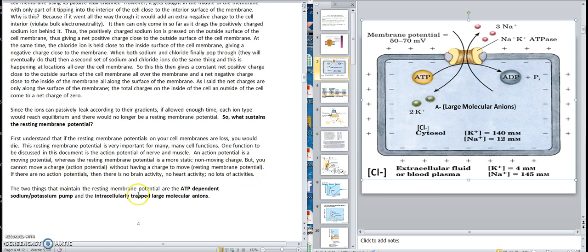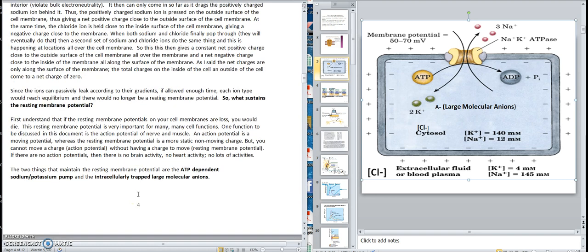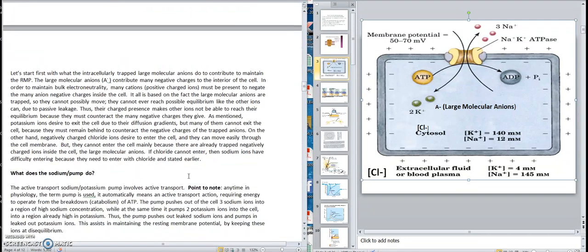All right. So what keeps them at disequilibrium? It's a necessity to keep them at disequilibrium. The two things that maintain the rest are the ATP-dependent sodium-potassium pump and those trapped large molecular anions. Okay, let's move further. Let's start first with the intracellular trapped large molecular anions.